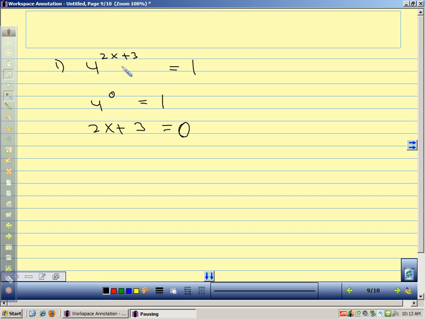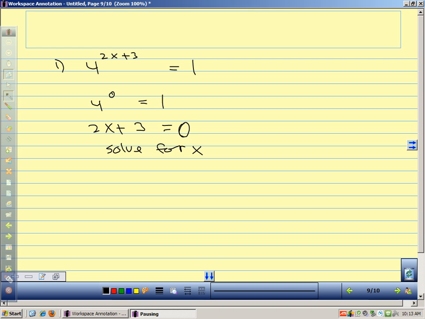The only way to get 1 is to raise 4 to the 0 power. So 2x plus 3 has to equal 0, and we can solve for x. And that's easy. So that's one type of problem there.